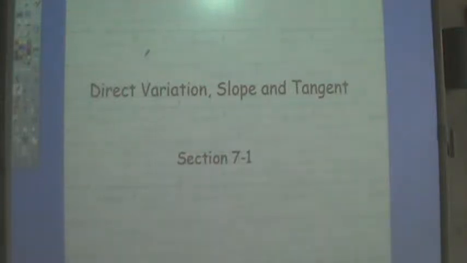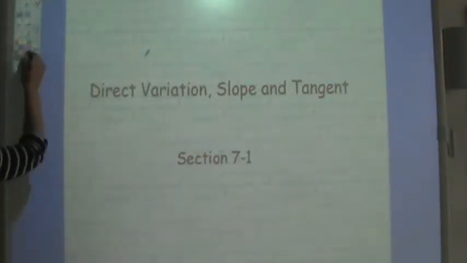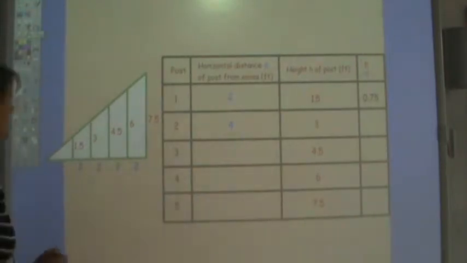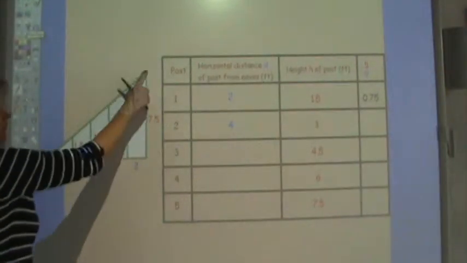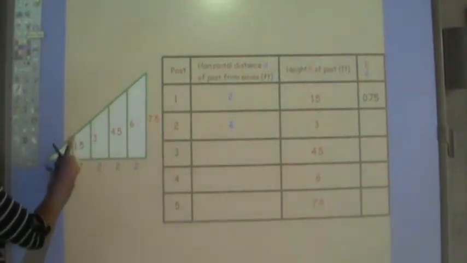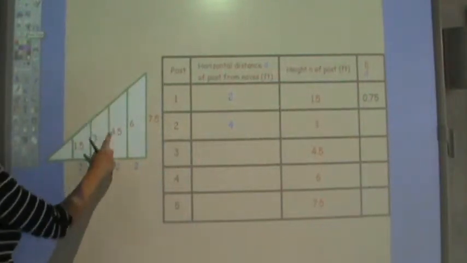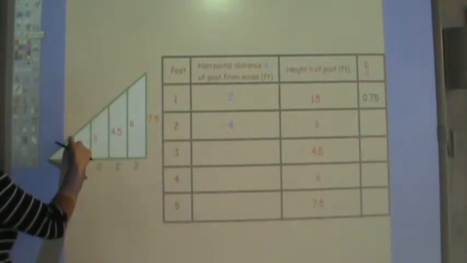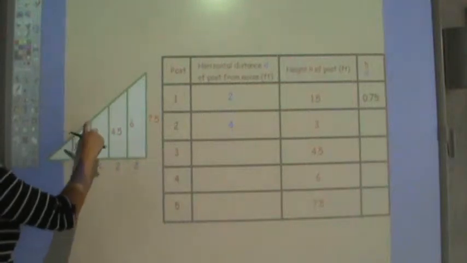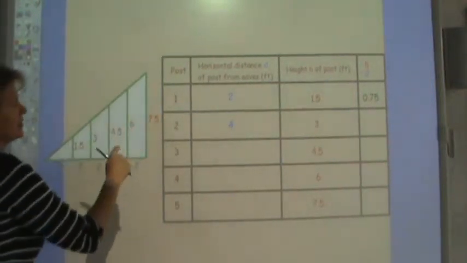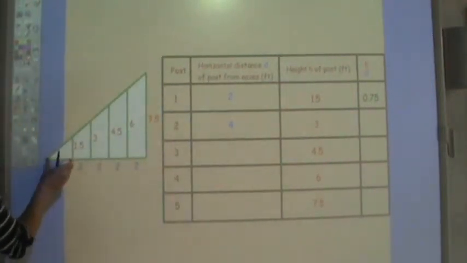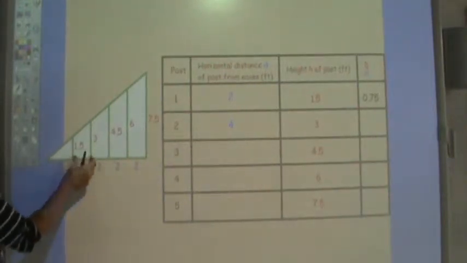Okay, we're going to look at direct variation, slope, and tangent. So if we had a roof, for example, and we have all these supports, they're 1.5 feet high, 3 feet high, 4.5 feet high, 6 feet high, 7.5 feet high. And in between each of those verticals is 2 feet.